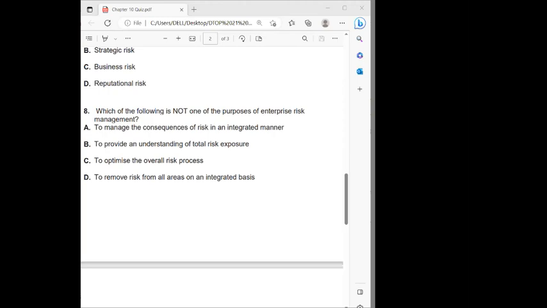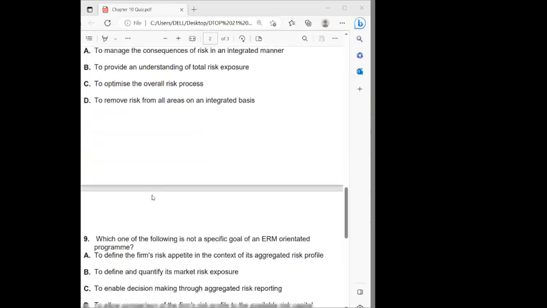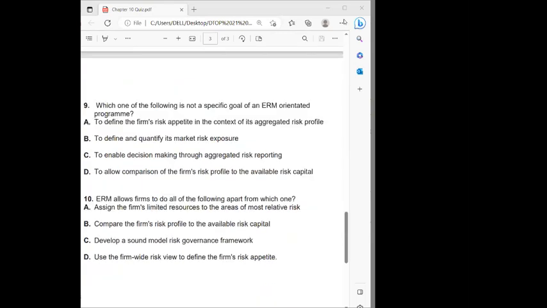I think we all know you cannot remove risk, right? Risk management is not about removing risk. So therefore, the correct answer is D. So all who have given the answers have picked the correct answer. It's D. Question number 8. Let's go to the next question. Question number 9.